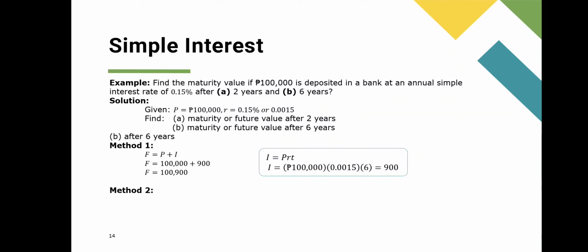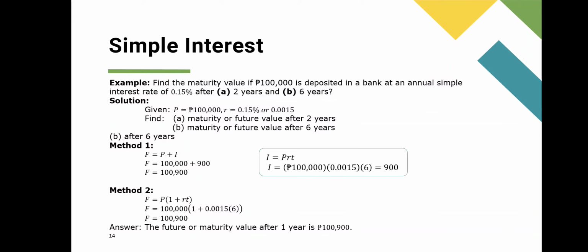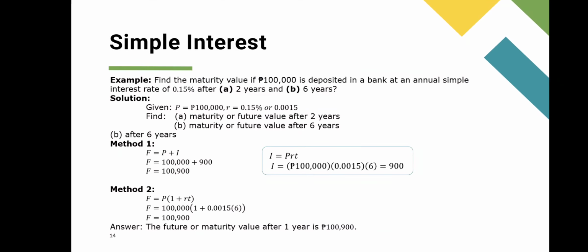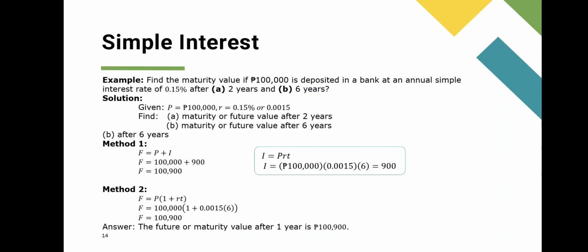For method 2, we have future value equals principal times 1 plus rate times time. So that is 100,000 times 1 plus 0.0015 times 6. So that will give you 100,900 pesos. So the future or maturity value after 6 years is 100,900.